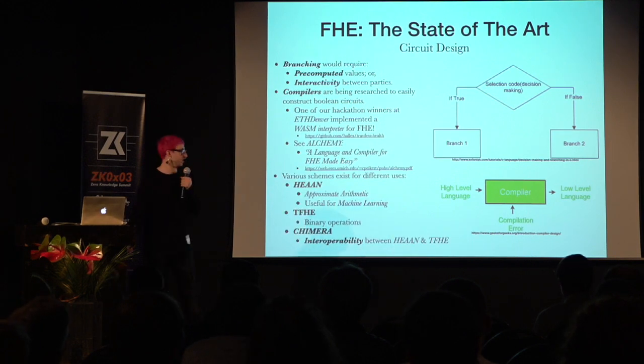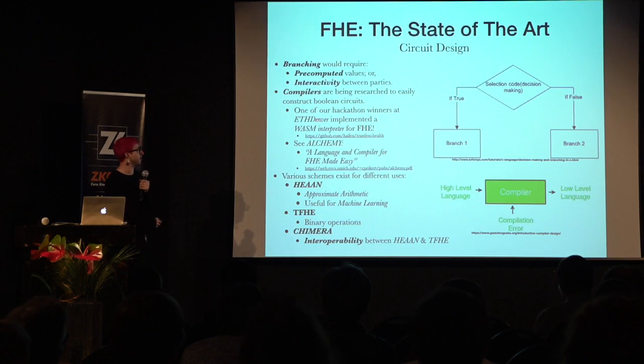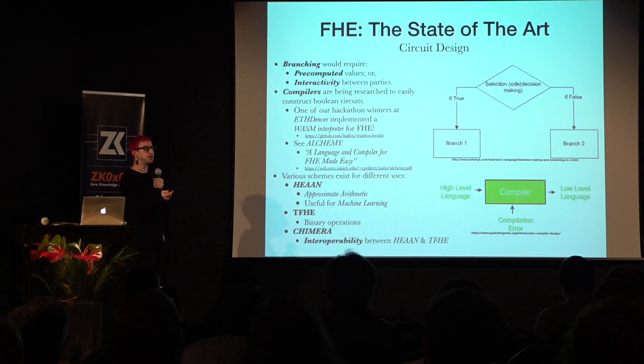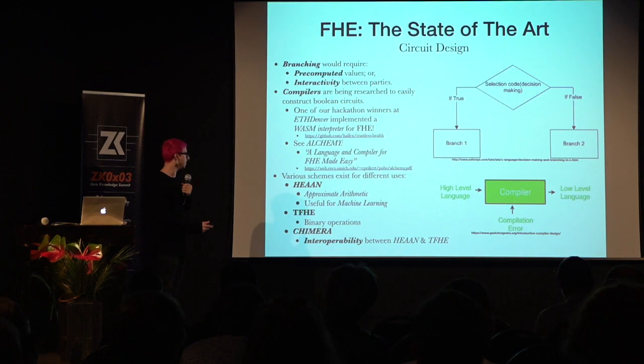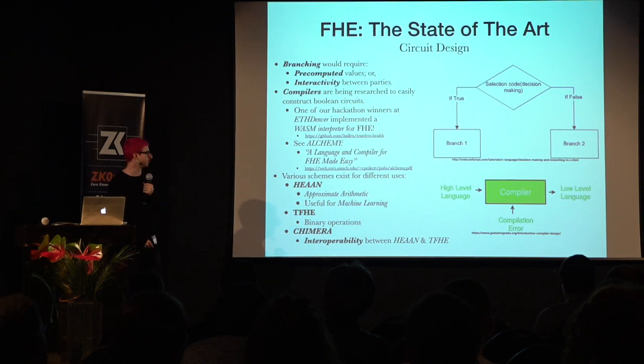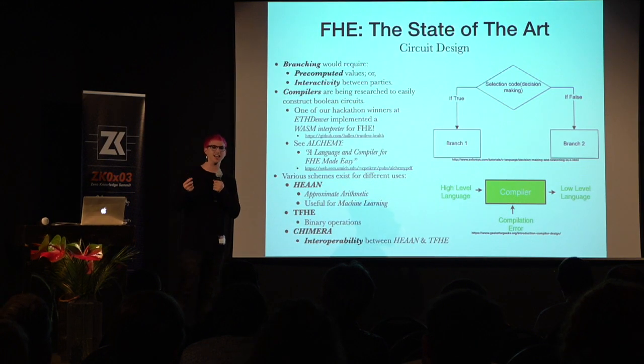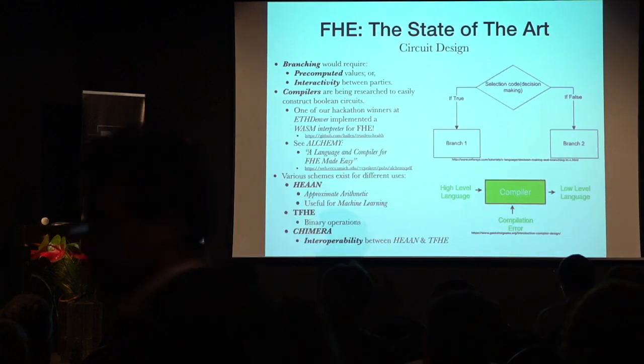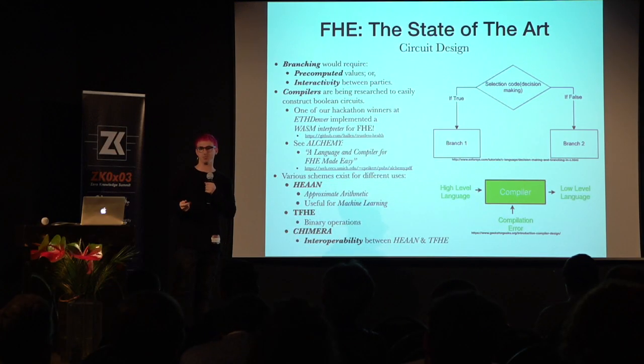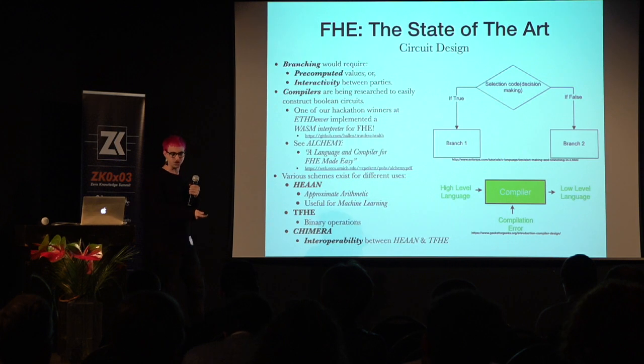Various schemes exist for different uses. If you want a different type of circuit from, say, binary logic gates, then you can also use something like HEAAN, which is great for machine learning. It uses approximate arithmetic, which I'll describe as: you don't need an exact answer to some mathematical operation, you just need something near it, so that you can perform some operation like machine learning or neural networking, right?